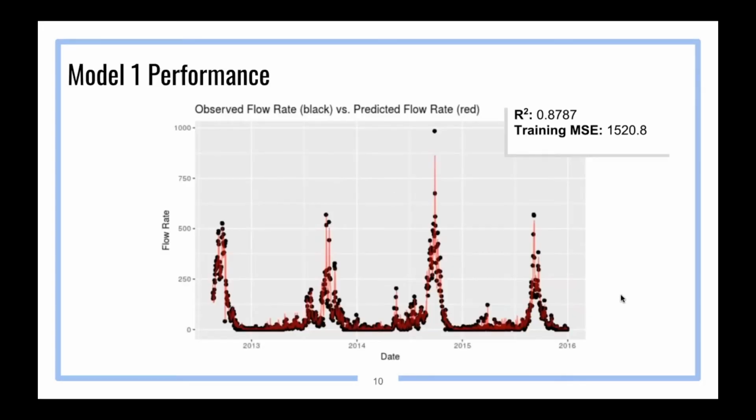So the first model, which was the one that was just trained on the entirety of the data, we don't have a test mean squared error for that because we weren't able to test on separate data. But we got a model that performed with an 87.87 R squared value, and it yielded a training mean squared error of 1,520.8.